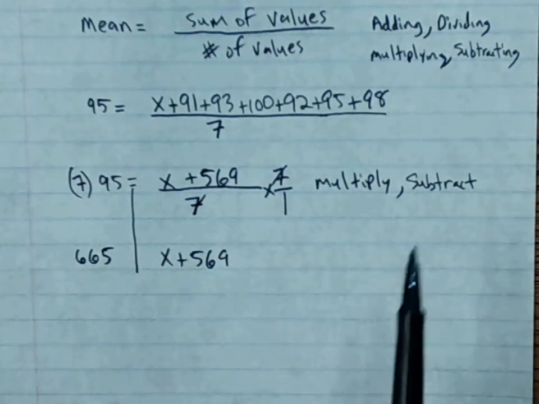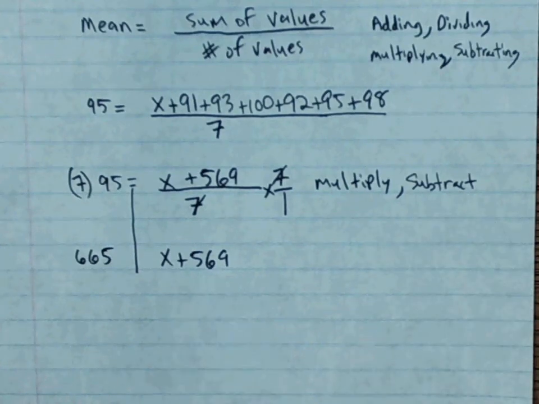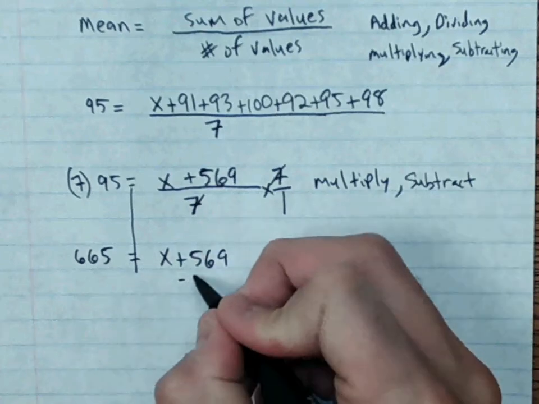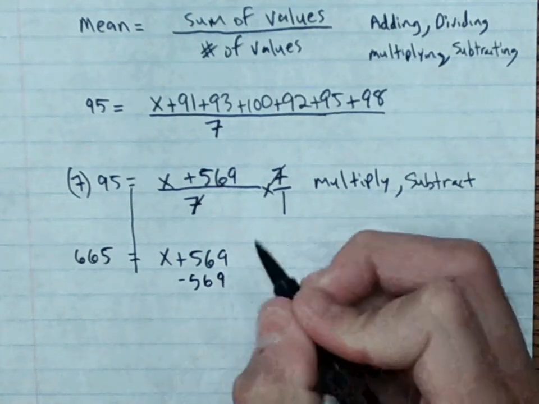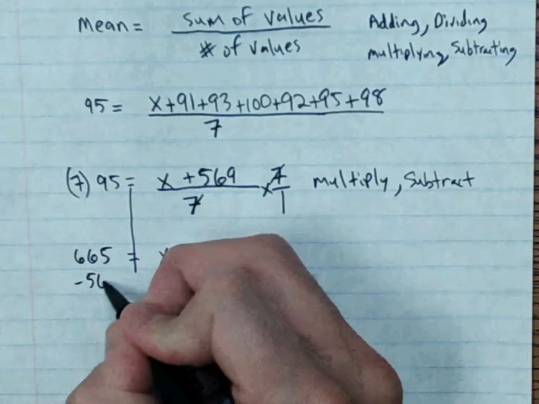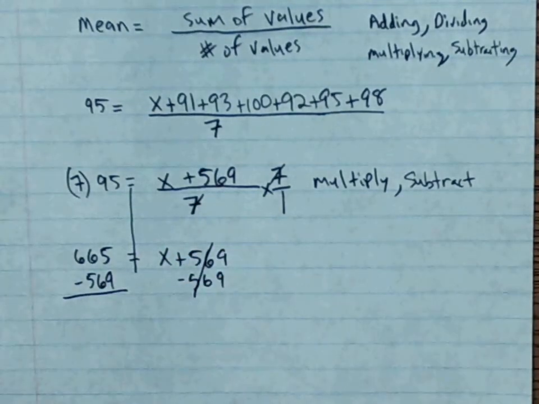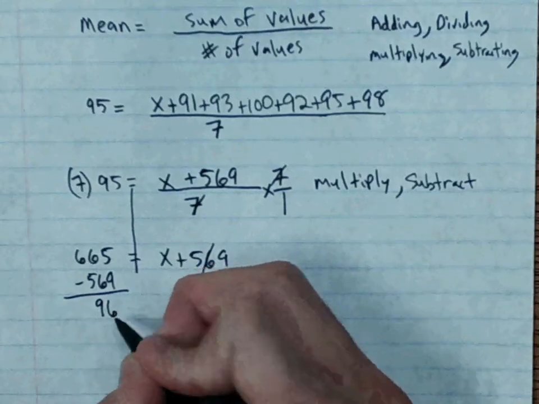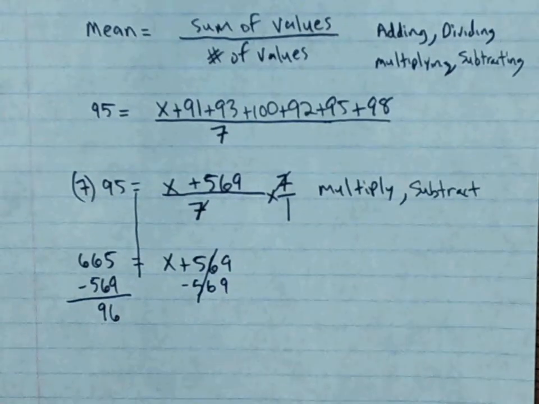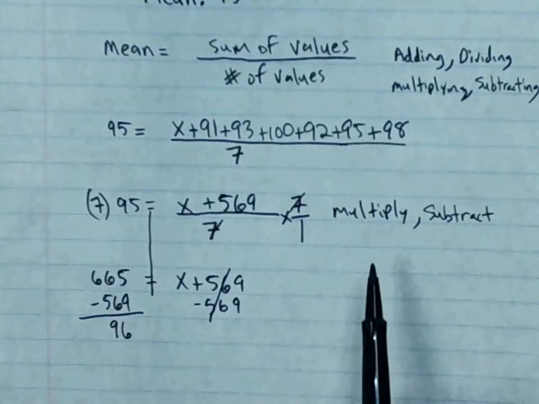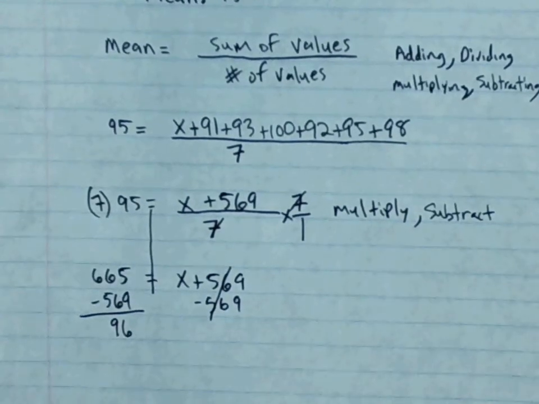So now our second step tells us to subtract. The only thing that's adding is this 569. So that's what I'm going to subtract. I'm going to subtract 569 from each side. This will cancel out. So this tells me that 665 minus 569 comes out to 96. So that would be our missing value. That would be the number that was missing from this set of data. Okay, so just again, think multiply and subtract, the reverse of mean.